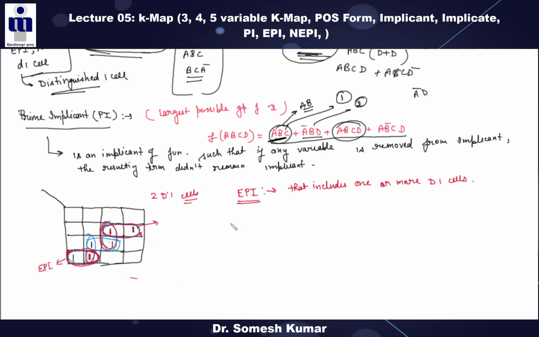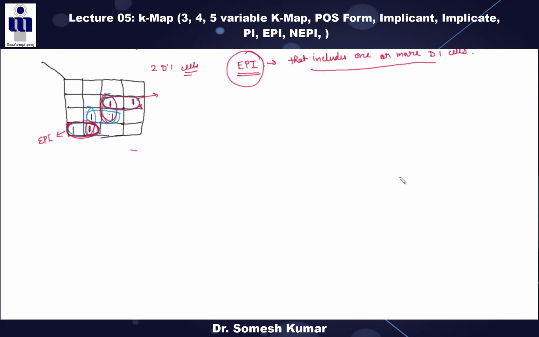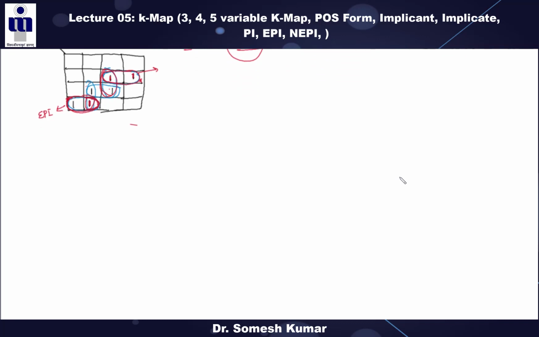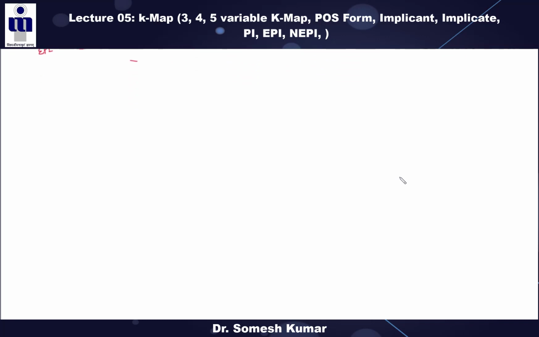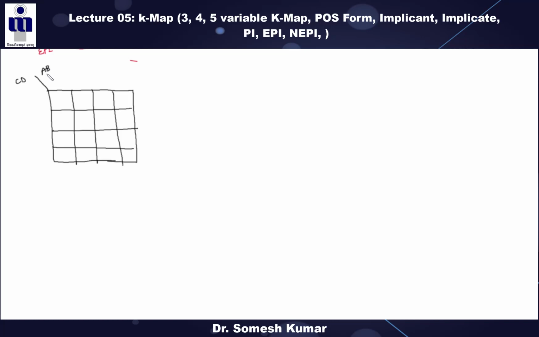So from this K-map we can write: EPIs are those that include one or more D1 cells. Understand? Now I am giving you one example. From that K-map, can you find the number of PIs, number of D1 cells, number of EPIs? You can find. This type of example will be asked in your exam, right? I'm giving one more particular example. I already told you in the first lecture.